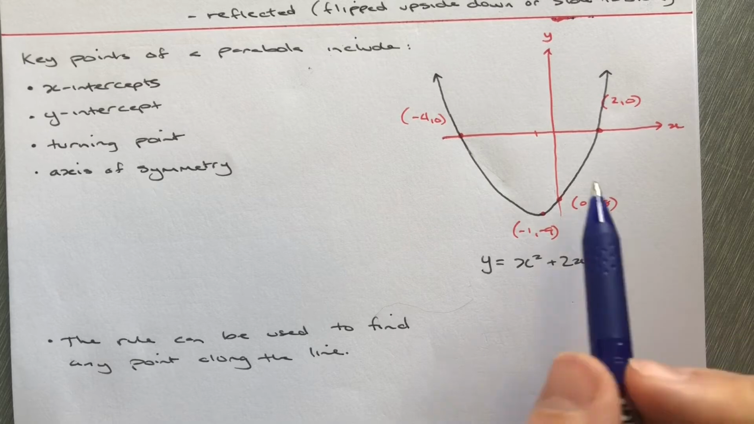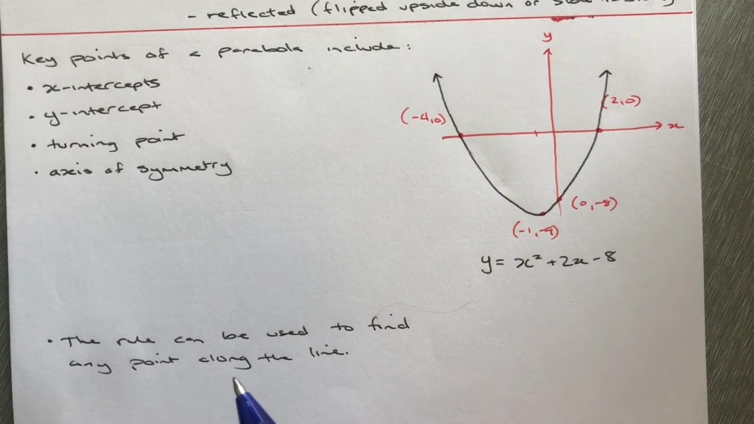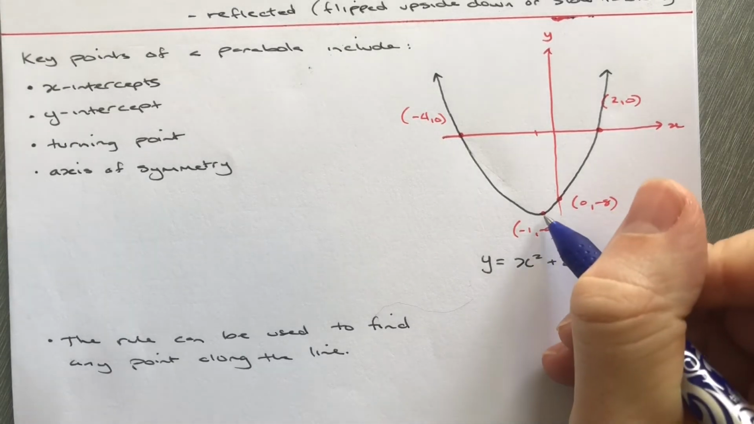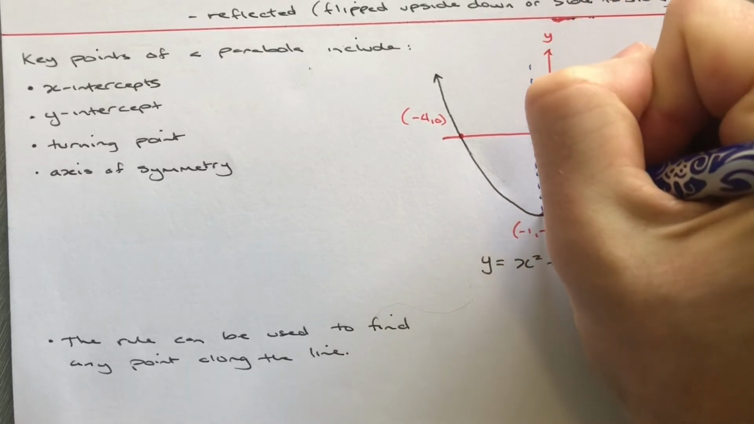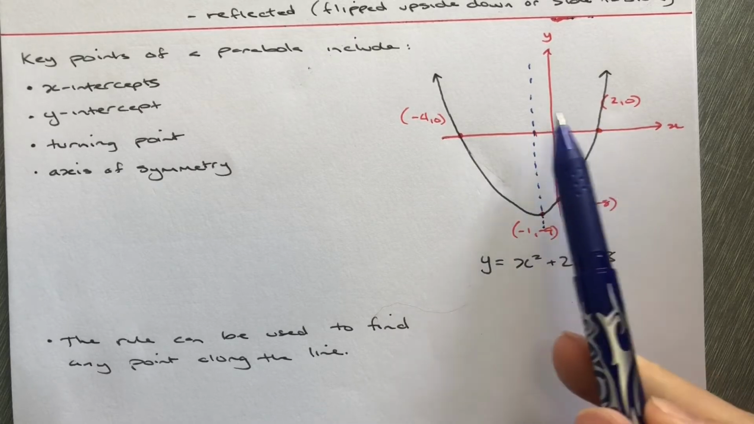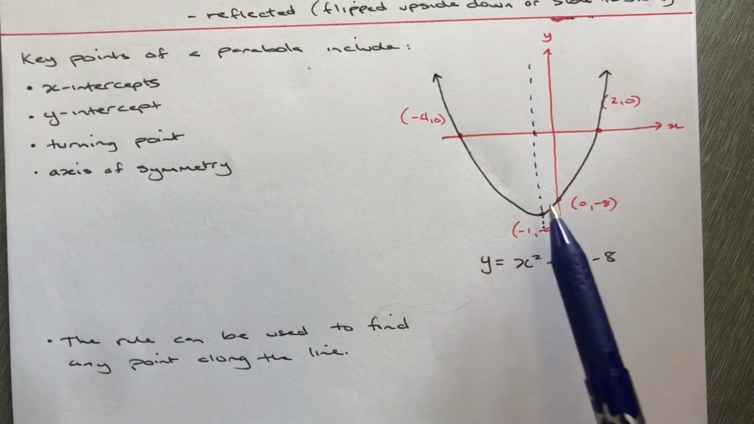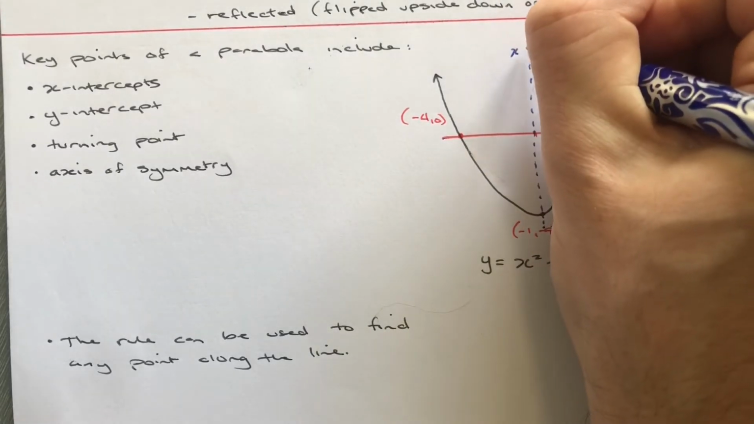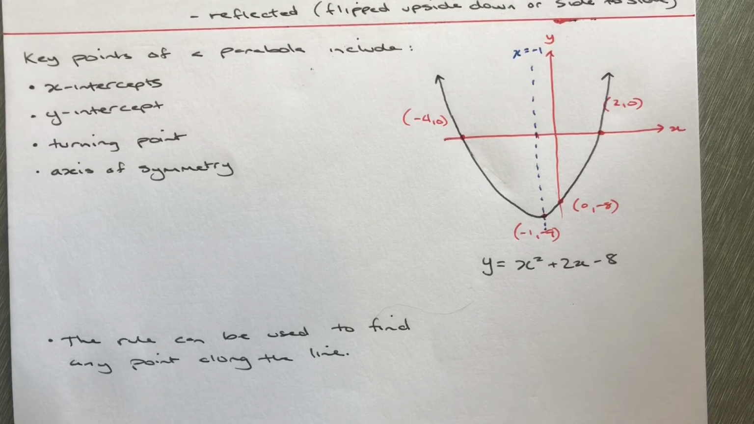And lastly, the axis of symmetry. Now, the axis of symmetry is a vertical line that kind of splits the parabola down the middle. So it's always on the turning point. The axis of symmetry is actually this line here. So what you'll see is it's symmetrical. This side is the same as that side. So the axis of symmetry in this case would be where x is minus 1. And as I said, it's always just where the turning point is.